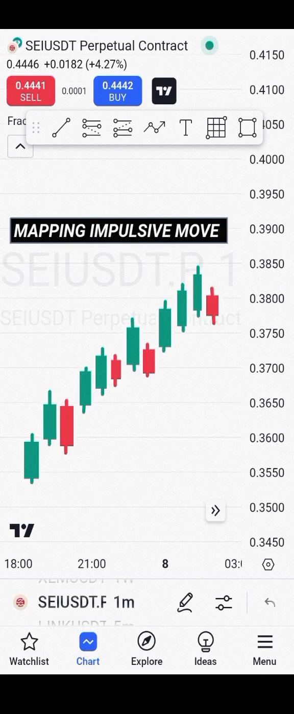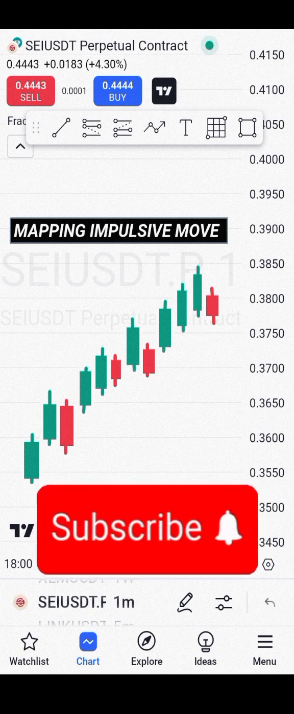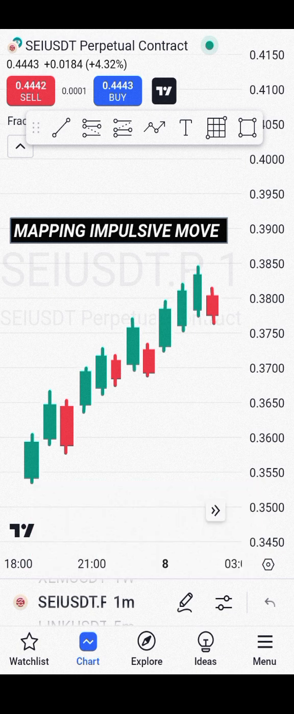In the previous video, you learned valid pullback. In this video, you're going to learn impulsive move. So we're starting with the bullish or the buyer's impulsive move. As you can see right now, we have candles making impulsive moves. We want to learn how to map it or how to mark it.